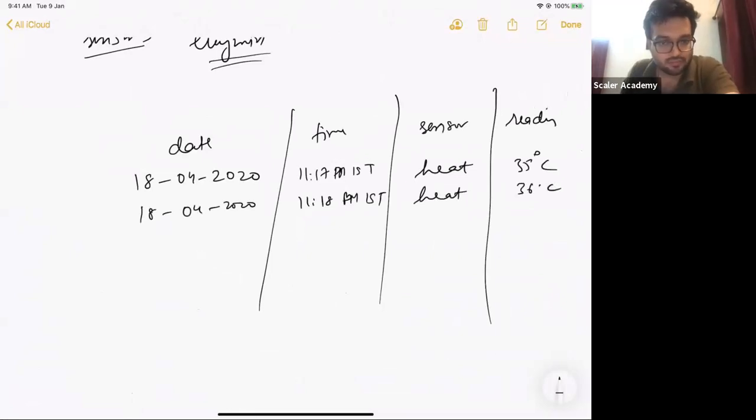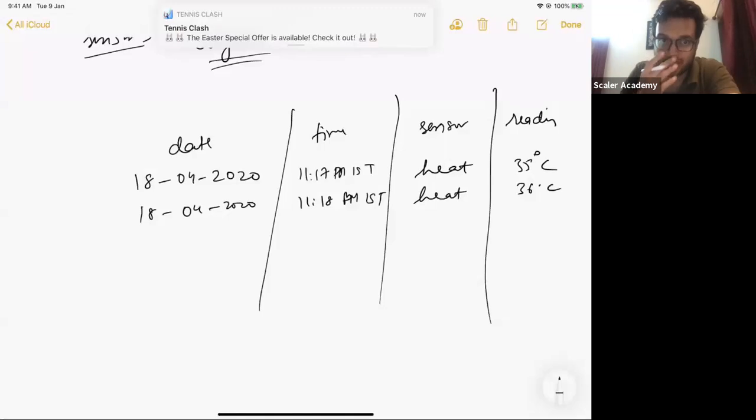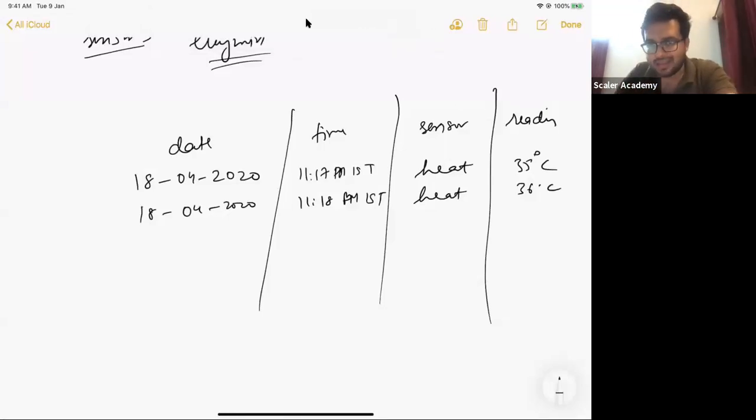Does it make sense, folks? And let's say you also have a location thing. Makes sense. Cool. So now you have this kind of a table, and these are the entries that are coming to you all the time. Now let's say the primary query which you want to optimize your database for is that somebody would ask you, can you tell me the average reading on a heat sensor for the last 24 hours.